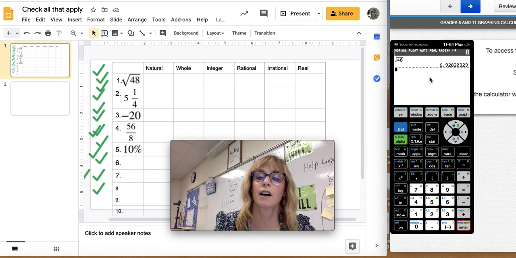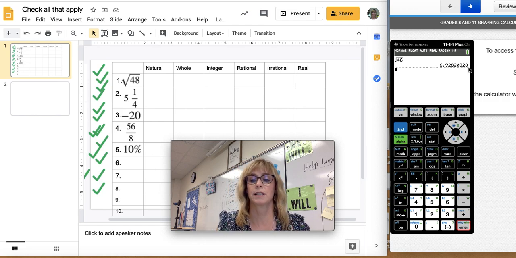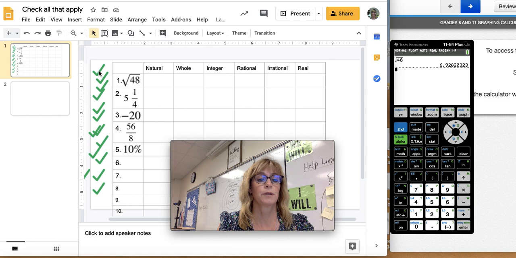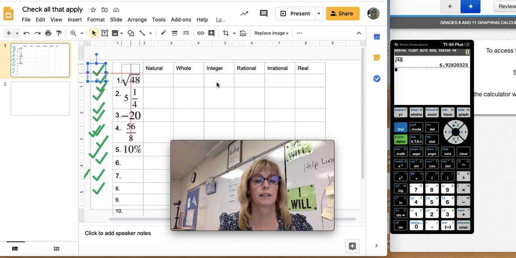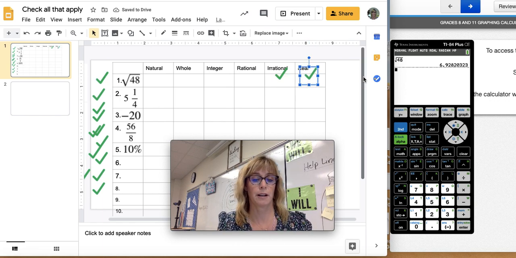If you notice on here, the calculator says 6.9282032... This is an irrational number that continues. It's a decimal that never ends. Of course, on the calculator it stops, but in reality it's going to continue on forever because it goes to the end of the screen. So the square root of 48, we're going to come back over here, is an irrational number, and it's also a real number, because all the numbers we're dealing with in 8th grade are real numbers. We're not going to use imaginary numbers. Okay, so we should check the boxes irrational and real.